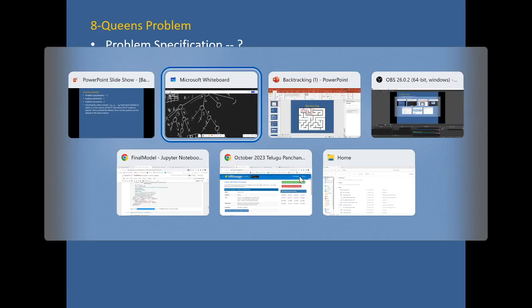Next we'll see the N queens problem. From the introduction to backtracking, you will be asked to write the general method, and some definitions are there, and state space tree construction is also important. Hope this is clear to you.